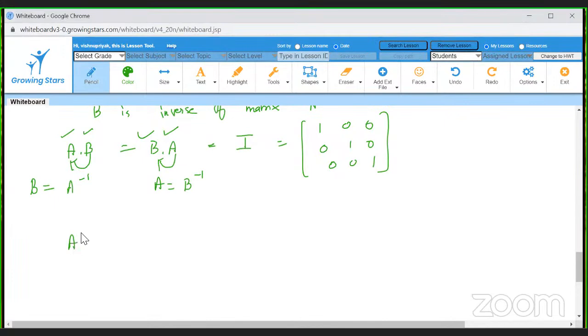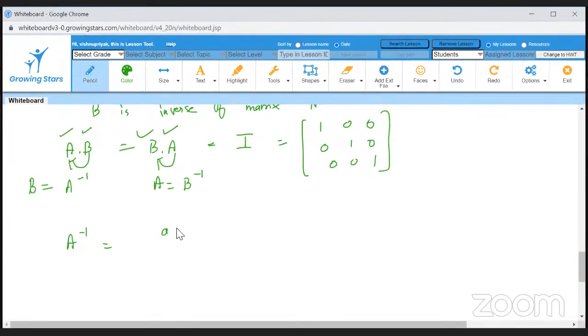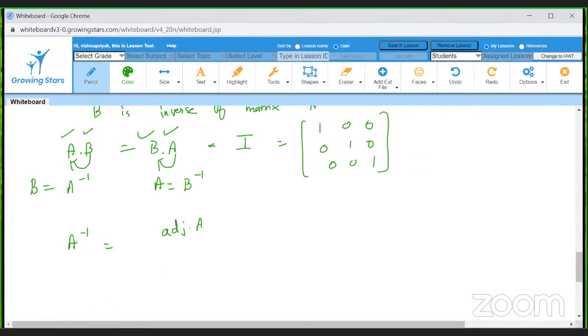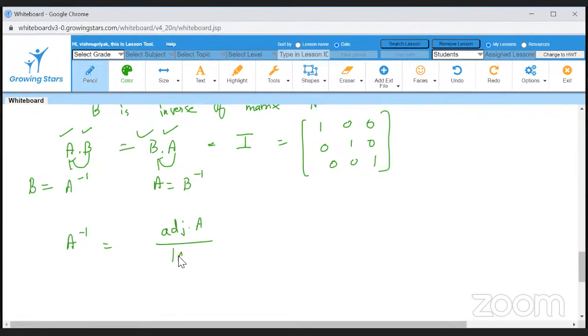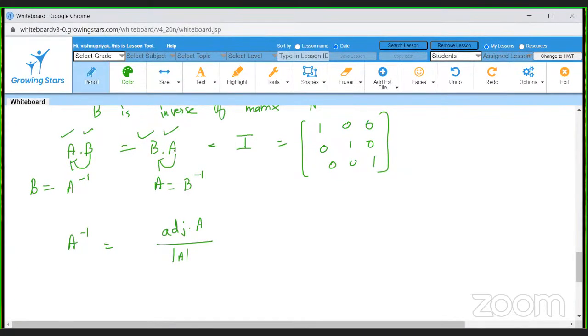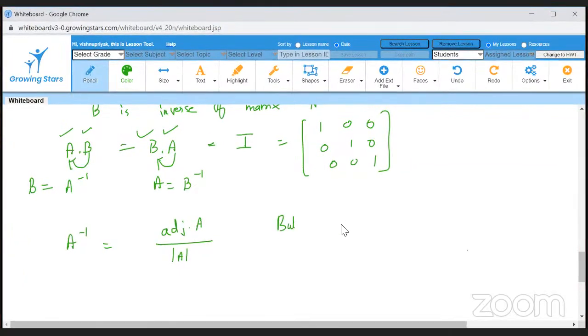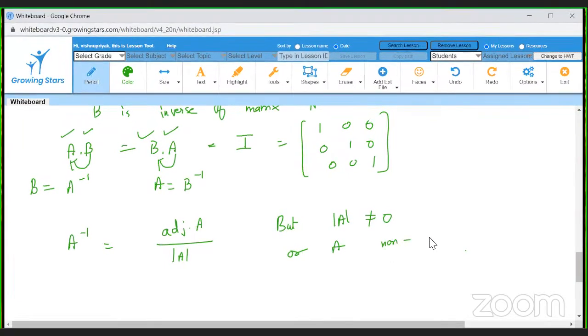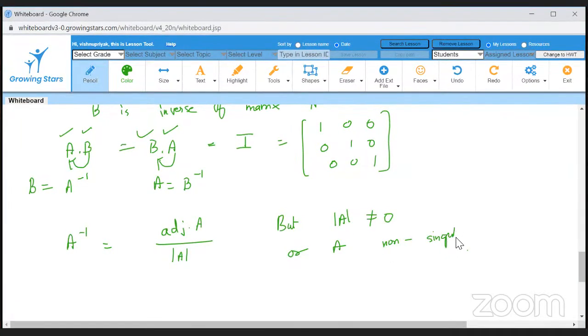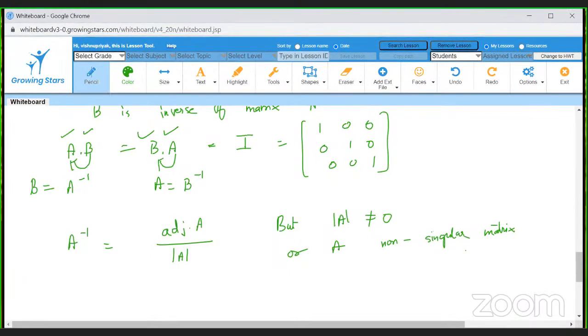Now, how to find these inverse matrices? If you want to find A inverse, you have to take adjoint of A. Just now I told you how to make adjoint of A. And then divide by determinant of A. You can easily get A inverse. But remember, determinant of A should not be 0. Or A should be a non-singular matrix. Then only you can find inverse.